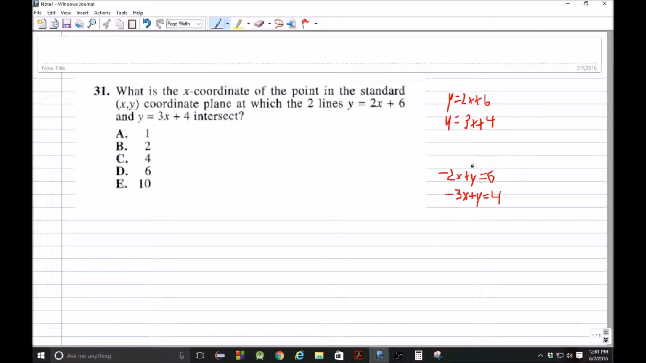And then you see that y and y can cancel out from each other. You just have to subtract. So y and y cancel out. Negative 2x minus negative 3x is x. X equals 6 minus 4, which is 2. So that's a simple problem. So we know that x equals 2 now. Answer is B.